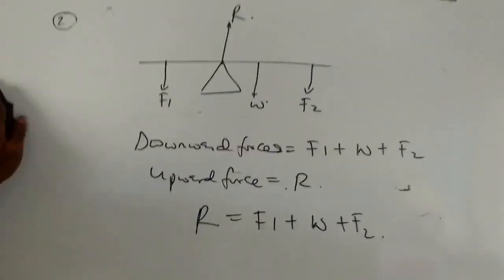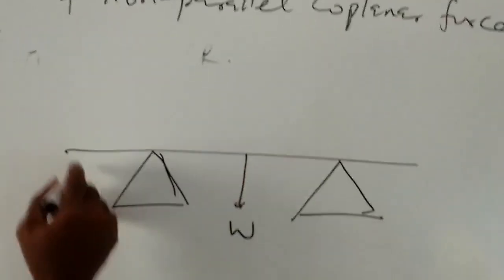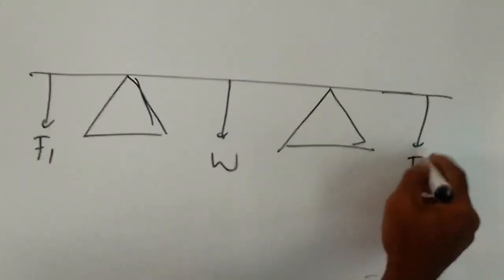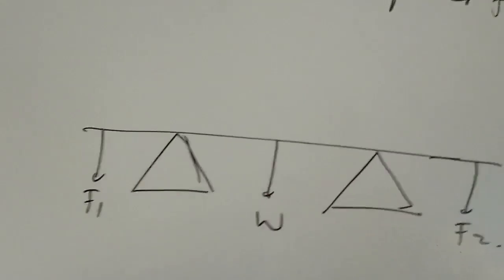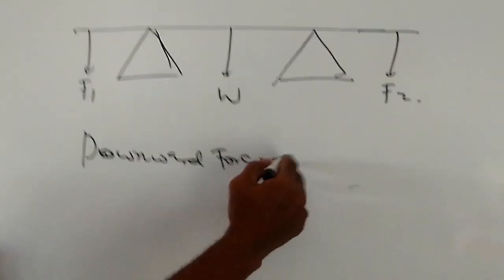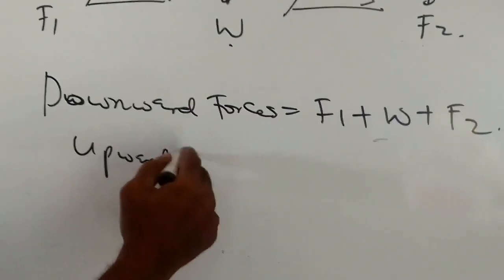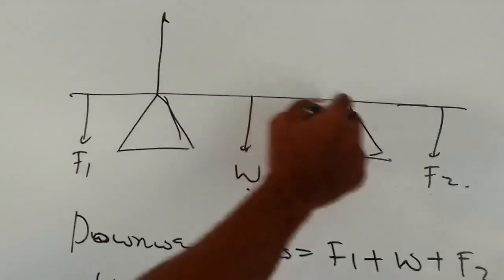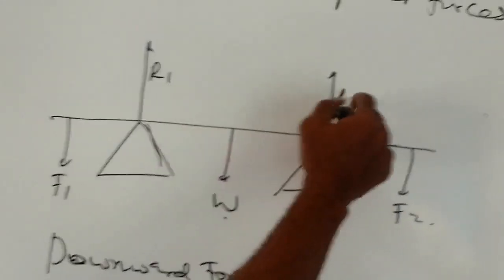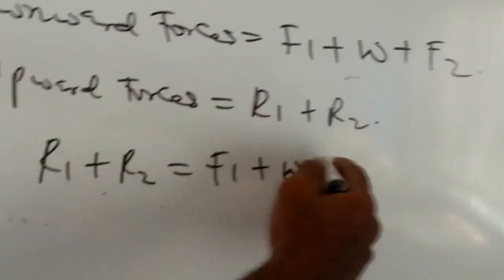Assuming that we have a two-pivot system. This was the single-pivot system. For instance, we have a beam with two pivots, one at this point, one at this point. We have the weight of the beam here, force F1, and force F2. How do we now prove the second condition? The sum of downward forces will become F1 plus W plus F2. Then the upward forces will be the reaction here and the reaction there. You can call them R1 and R2, so R1 plus R2. So for this body to be at equilibrium, upward force, which is R1 plus R2, will be equal to downward F1 plus W plus F2.